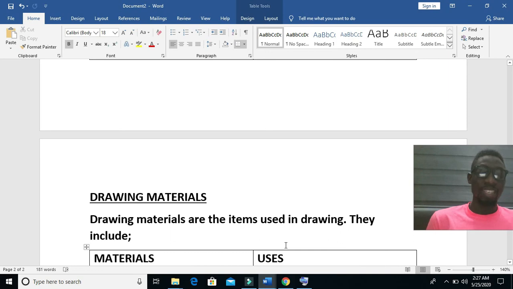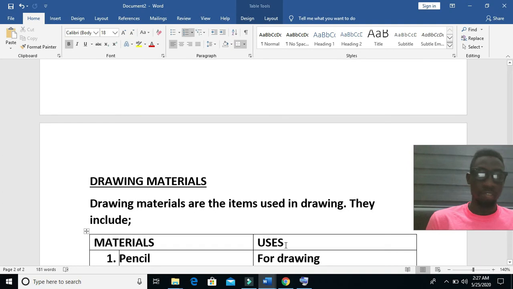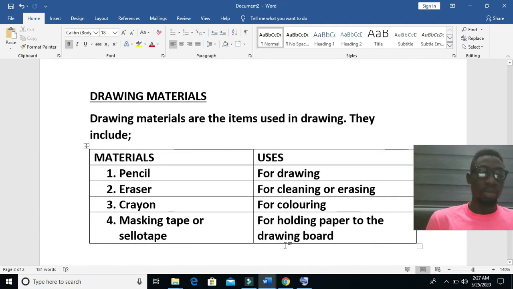Drawing materials are the items used in drawing. That's a simple definition. Don't forget I told you drawing instruments are the tools used in drawing, while drawing materials are the items used in drawing, and we'll look at the materials and their uses. They are common things that we have around us, and we even use them almost every day. Number one is pencil. Your pencil is used for drawing. In fact, that's one of the major materials used in drawing.